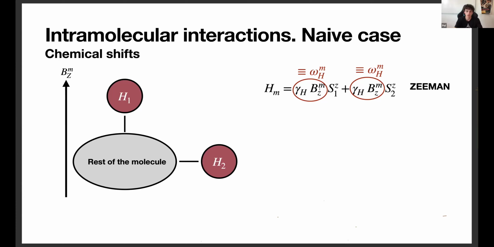Now, if there wasn't anything else, this would be the resonance frequency of each spin. As in this case, both spins are hydrogens, in principle, both frequencies are the same. Now, what happens in molecules?